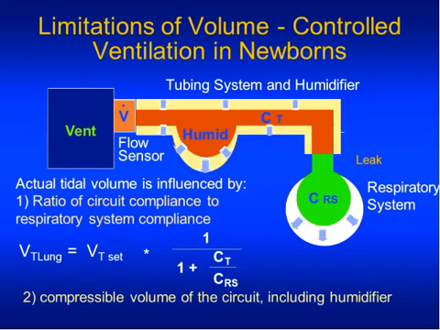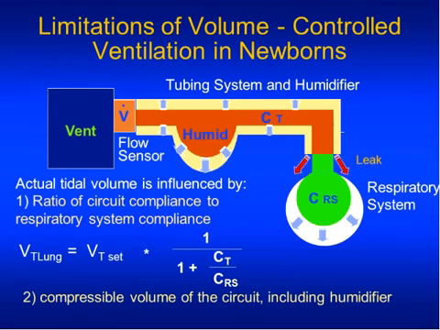And so without going through the math here, you can appreciate that the smaller the baby relative to the circuit, the stiffer the lungs, the more volume is lost to compression. Up to a point you can compensate for this, even though it turns out that even under the best of circumstances, you usually have to set a tidal volume of something like 15 mLs back at the machine to get an actual delivered tidal volume to the baby of about 5 ml per kilo.